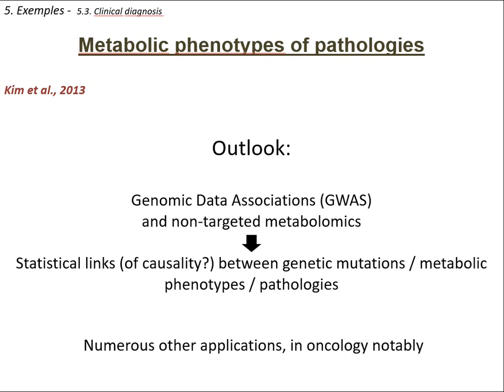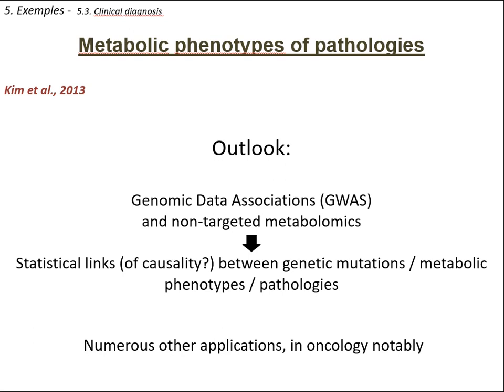So this could be very powerful if you associate it to the detection of mutations. So this is what we call GWAS, Genomic Data Association. And so by combining GWAS and non-targeted metabolomics in this particular case, you might find statistical links between genetic mutation and metabolic phenotypes and pathologies. And so that's very powerful, because then you can think about it and you can investigate at all these levels of organization, from the gene to the pathology, which is the phenotype, in fact. And the intermediate being metabolic phenotypes, indicating some imbalance, for example.